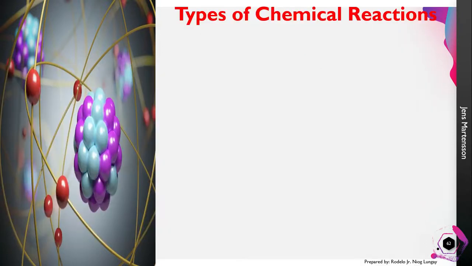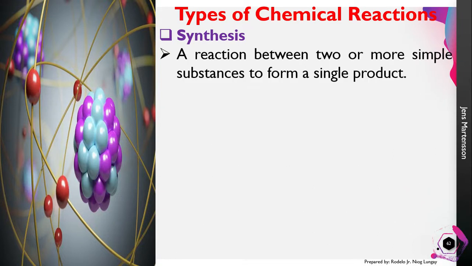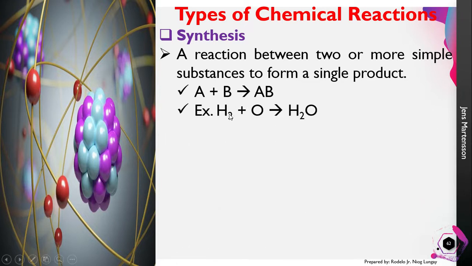Now let us proceed with the types of chemical reactions. First, we have synthesis or combination. It is a reaction between two or more simple substances to form a single product. For example, here we have the general formula A plus B equals AB. A reacts with B, which yields or produces AB. An example is hydrogen gas and oxygen reacting with each other to form water. That is synthesis or combination, a type of chemical reaction.